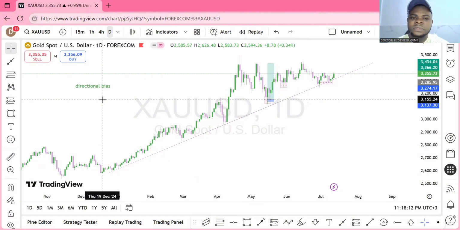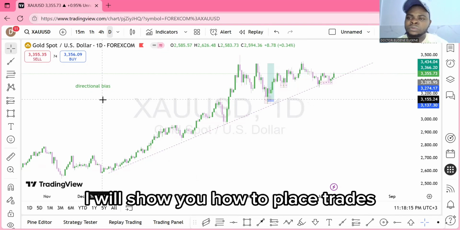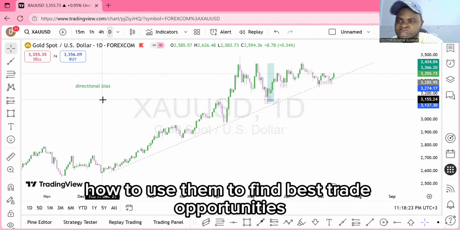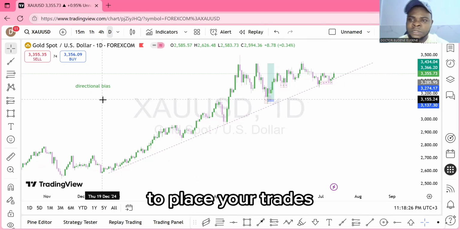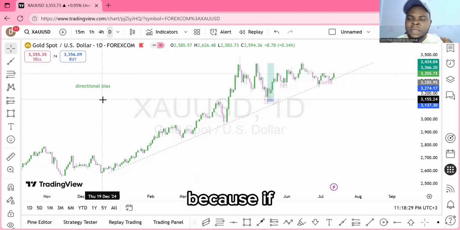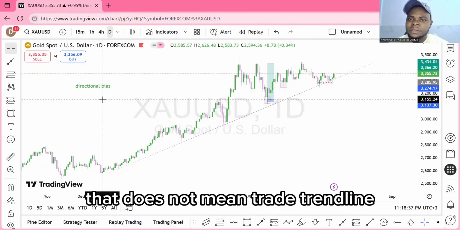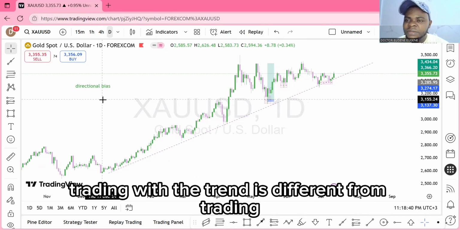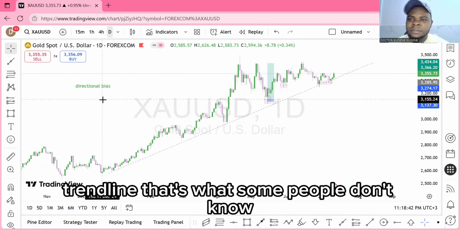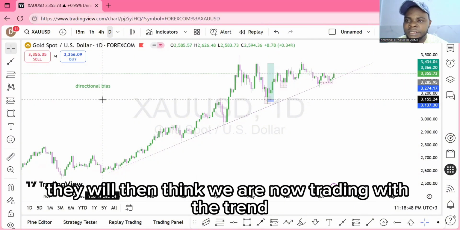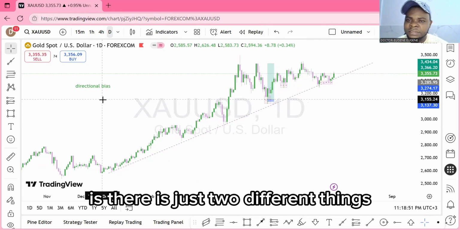Okay, so this is how I show you how to place trades in each of these three directional biases, and how to use them to find trade opportunities before moving to a smaller time frame to place your trades. Since the popular saying is trade with the trend, that does not mean trade the trend line. Trading with the trend is different from trading a trend line. That's what some people don't know. When they use a trend line, they think they are now trading with the trend. It's just two different things.